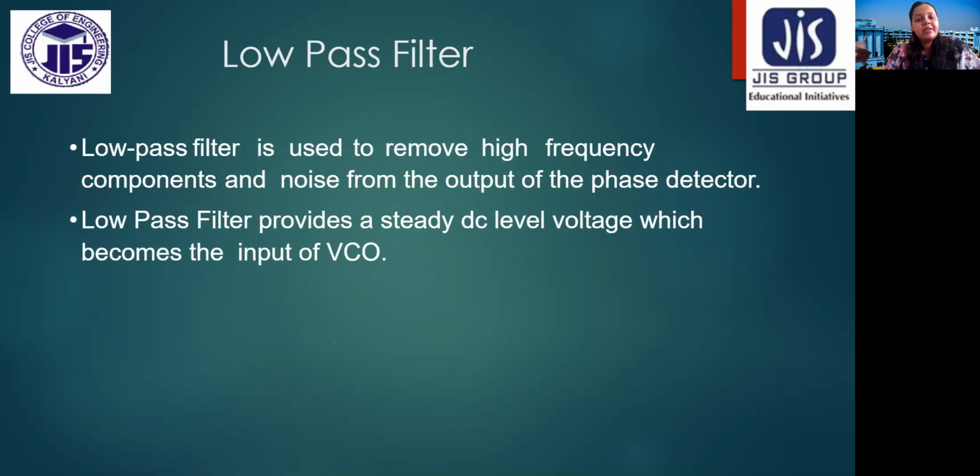Low pass filter is used to remove high frequency components and noise from the output of the phase detector. It provides a steady DC level voltage which becomes the input of the voltage controlled oscillator.